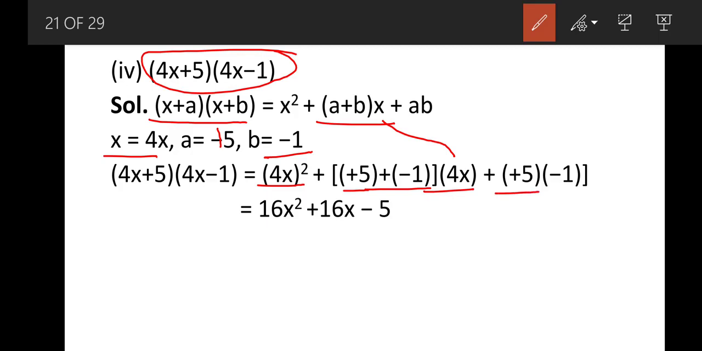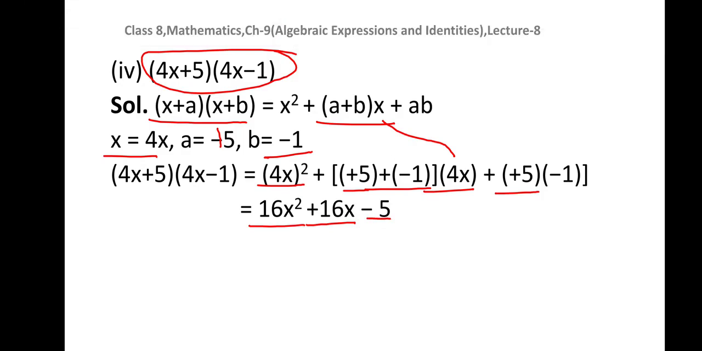So what will you get? 16x square plus 5 minus 1 will give you 4. 4 into 4 will give you 16x plus 5 into minus 1, it will give you minus 5. So this is your answer.